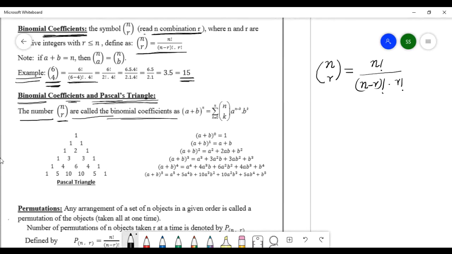Binomial coefficients as, see this kanun, (a plus b) power n equals the summation, k starting from 0 to n, of n combination k, here a power n minus k, and here b power k. So let me write here this rule.